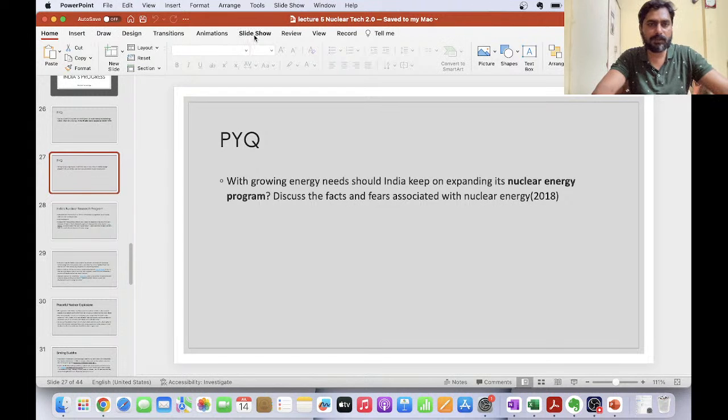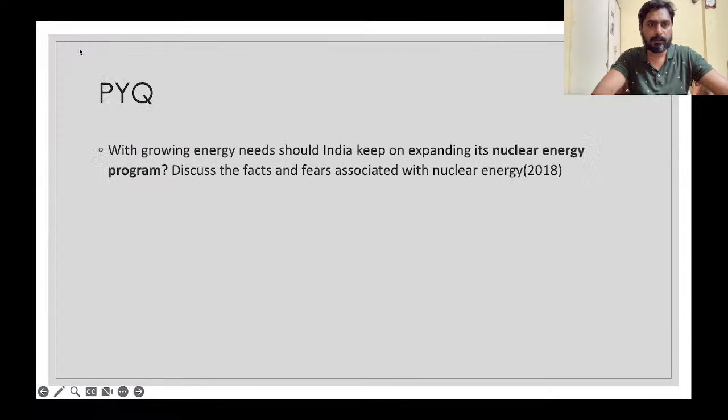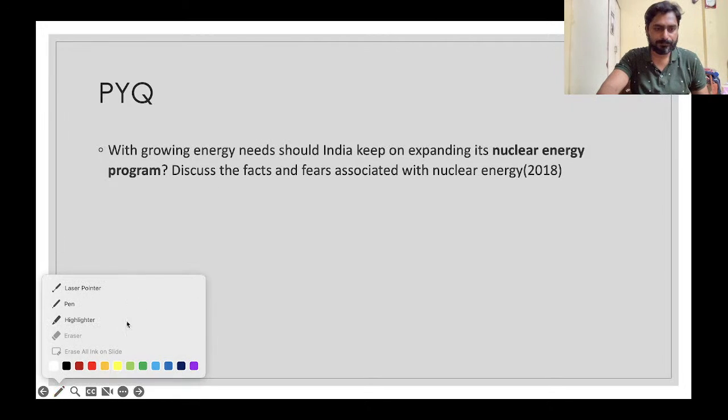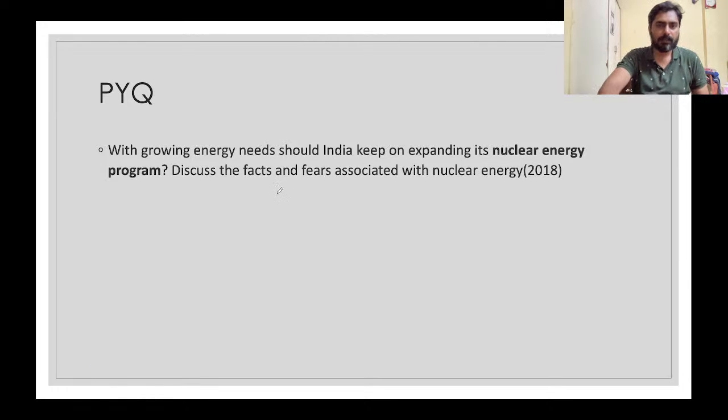Now if you look at this question: with growing energy needs, should India keep on expanding its nuclear energy program? Based on this, let us try to solve this one, and then we'll see what more could be asked. With respect to nuclear energy, what more questions can be framed? So let us make this our base, and then we'll discuss the other questions.